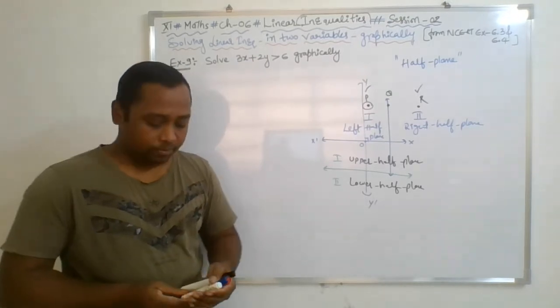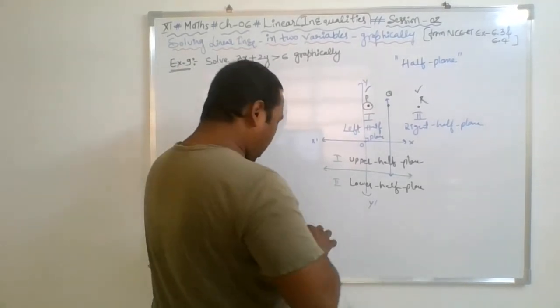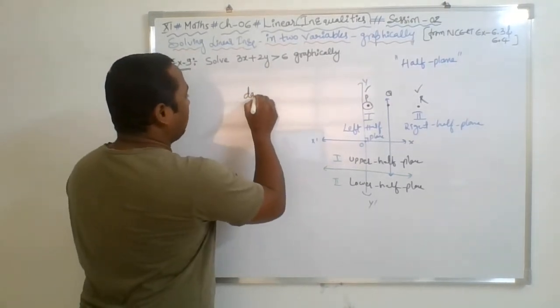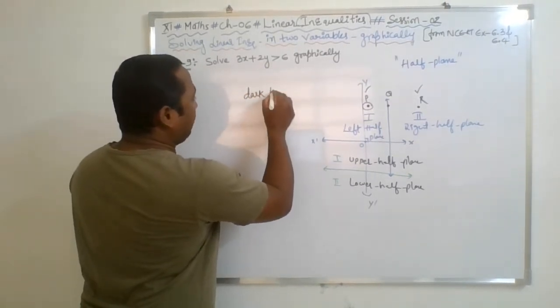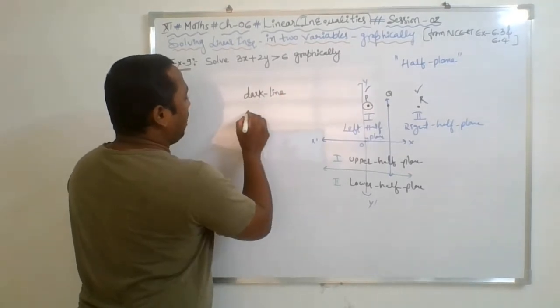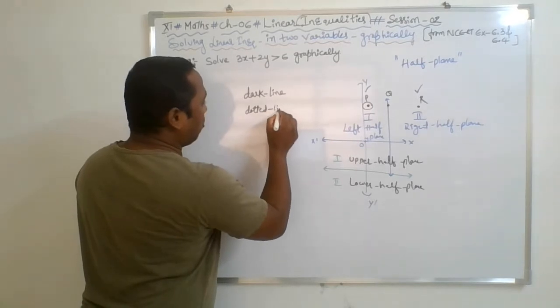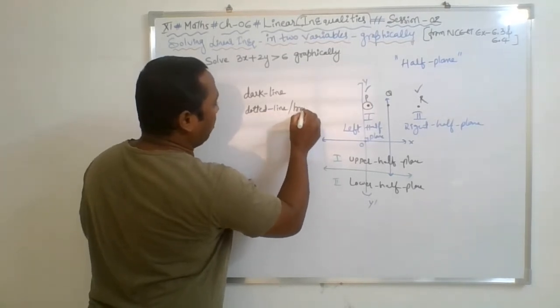Now the second one. Darkened line and dotted line. A dark line needs to be drawn, and a dotted line, or broken line you can say. A dotted line is also known as a broken line.